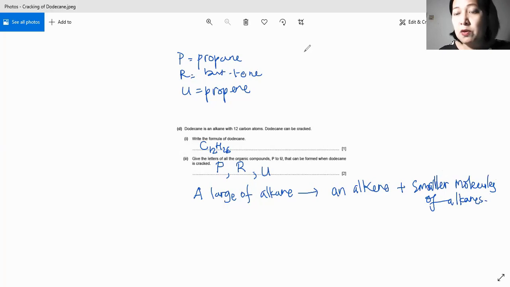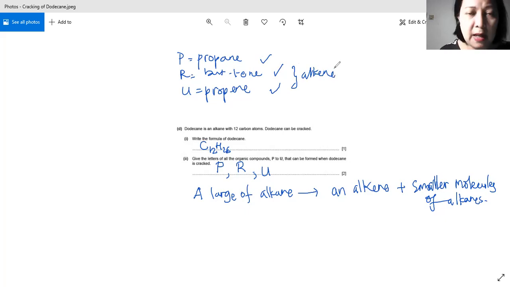So that's why here it is impossible to have the methyl butanoate as the product of the cracking of Dodecane. But it's possible to have propane, to have but-1-yne, and to have propene, because these two are members of alkene, which is a hydrocarbon homologous series that have an unsaturated double bond.